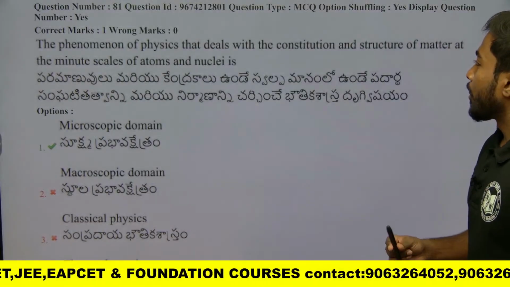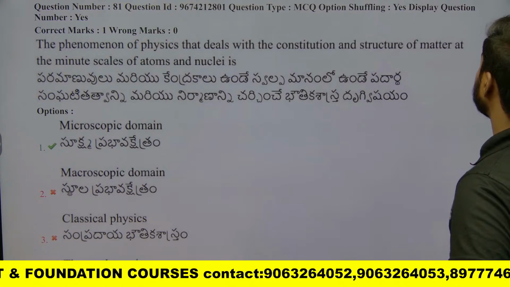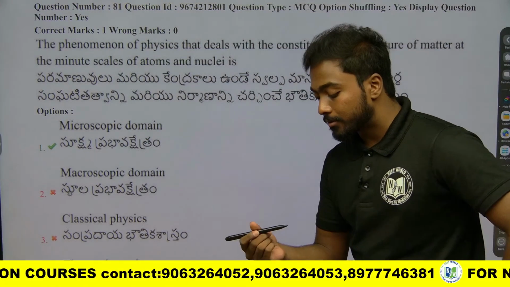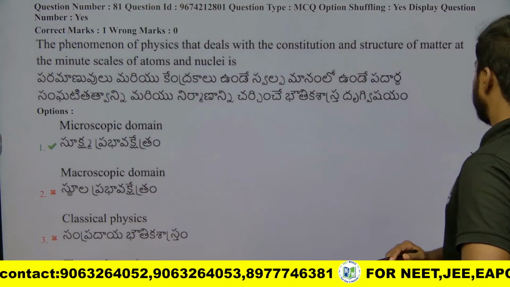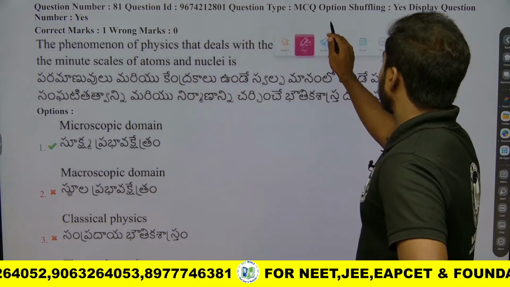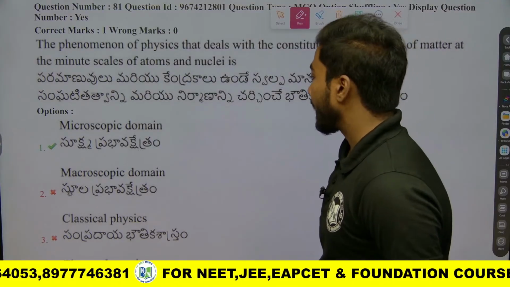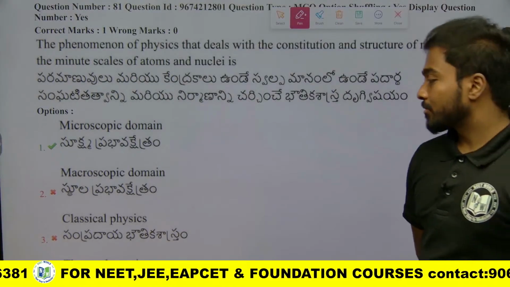The phenomenon of physics that deals with the constitution and structure of matter at the minute scale of atom and nuclei is. Okay. If I see the options, option 1 is microscopic domain, option 2 is macroscopic domain, option 3 is classical physics, and option 4 is thermodynamics.